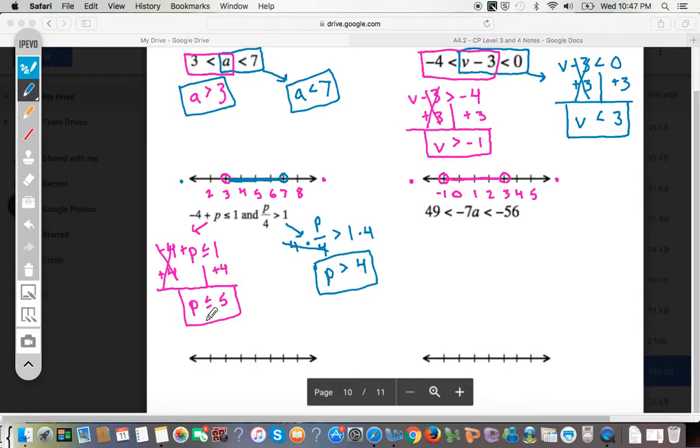Okay, so let me put some points down here. So I'll do 2, 3, 4, 5, 6, 7, and 8. Okay, so I'll graph this one first. So p is greater than 4. So I know I'm going to have an open circle. I'll be heading in this direction.